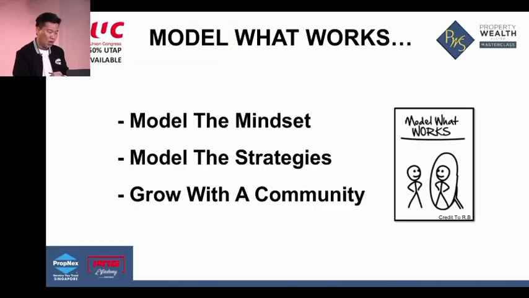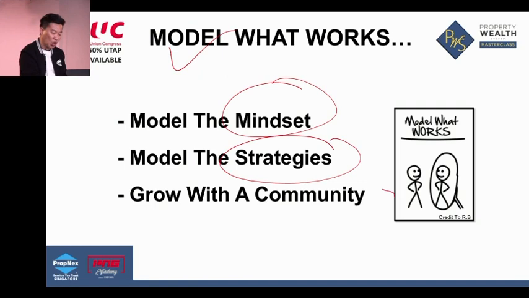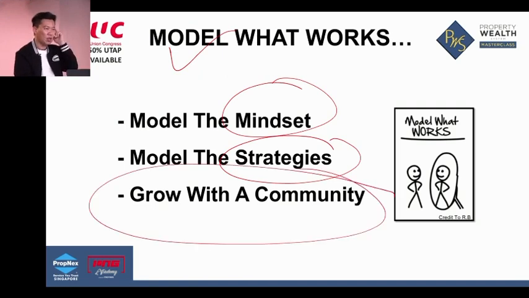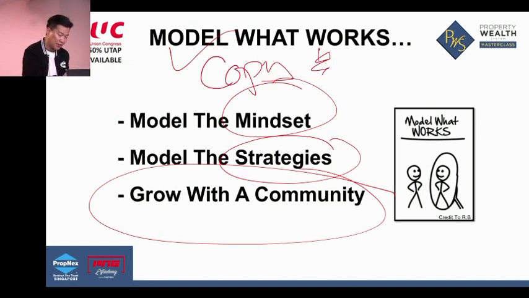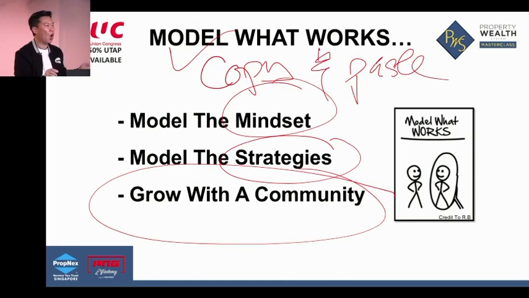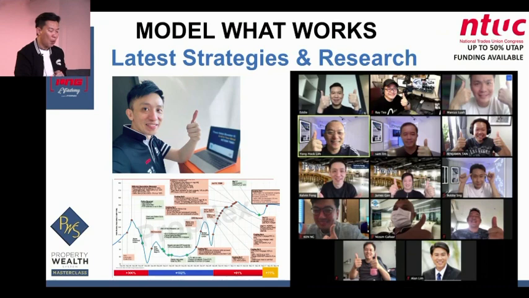This is the key thing. So now, important to say, we need to model what works. Mindset, strategies, and grow with your community. Very important to model. Success breeds success. If someone has a success formula, the quickest way for us to succeed is to learn, model, and replicate. Copy and paste. Cut away all the mistakes. Cut away all the wrong turns that people have already made. Model what works. We show you the latest strategy and research. We already made the mistakes so that you don't have to.